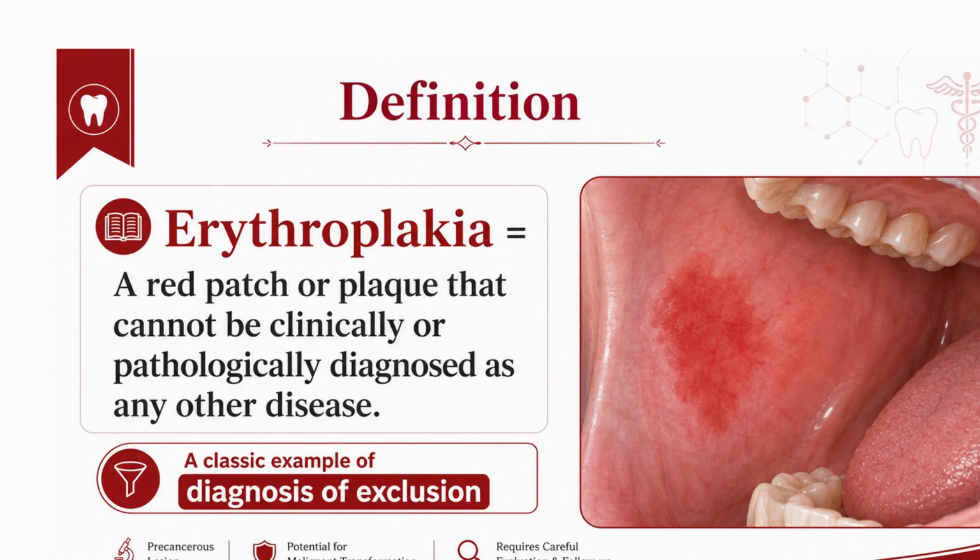Many oral conditions can appear red, including trauma, candidiasis, denture stomatitis, erosive lichen planus, lupus erythematosus, pemphigus, vascular lesions, and squamous cell carcinoma. So, erythroplakia is suspected when a red lesion is persistent, unexplained, non-scrapable, well demarcated, and not fitting another recognizable diagnosis. A good clinical way to remember this is: erythroplakia is not suspected simply because a lesion is red. It is suspected because a lesion is persistently red without a better explanation.